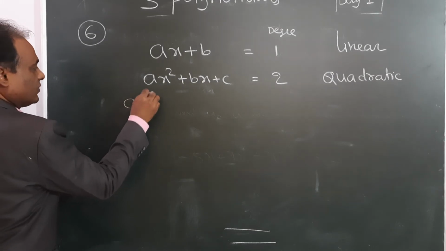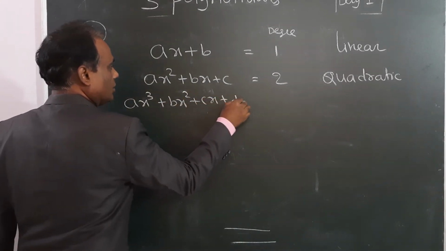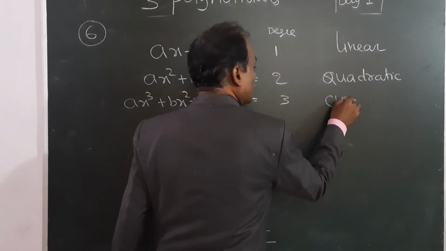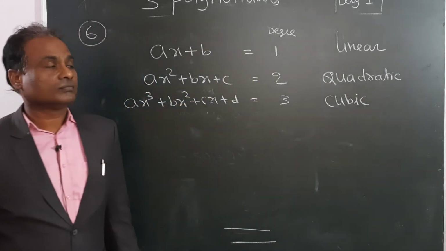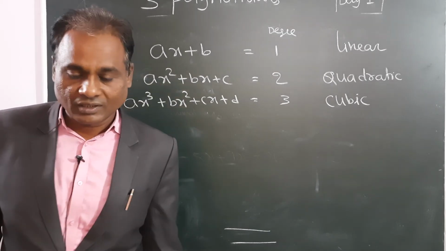Suppose the degree of this polynomial is 3, then it is called a cubic polynomial. Cubic means third degree. Write down.